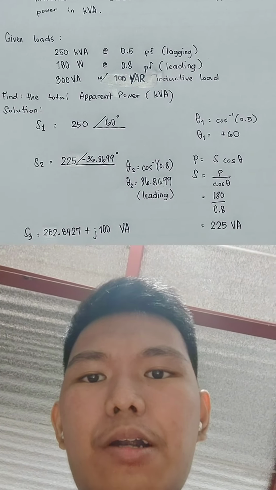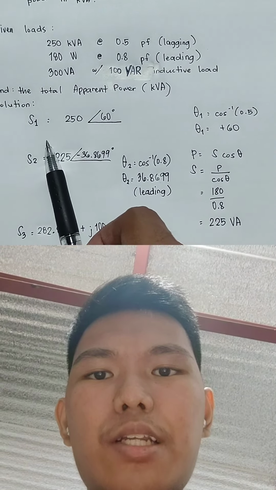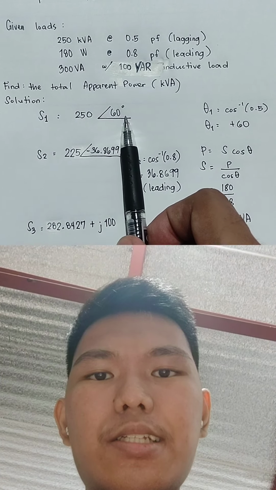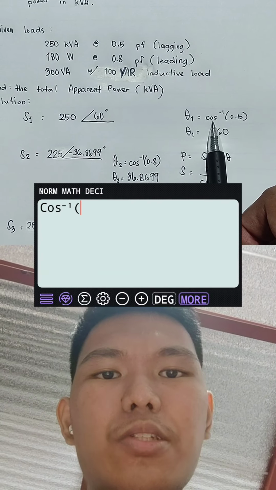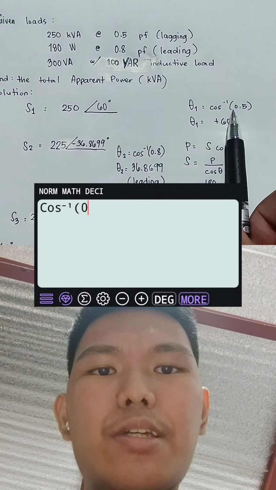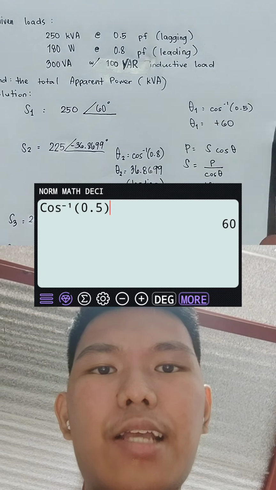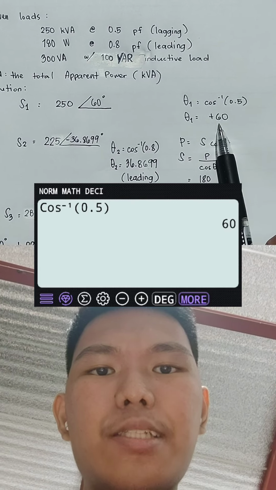First, our complex power S1 equals 250 angle 60 degrees. The 60 degrees came from theta 1 equals cos raised to negative 1 of 0.5, the 0.5 power factor lagging. So our theta is positive 60 degrees.